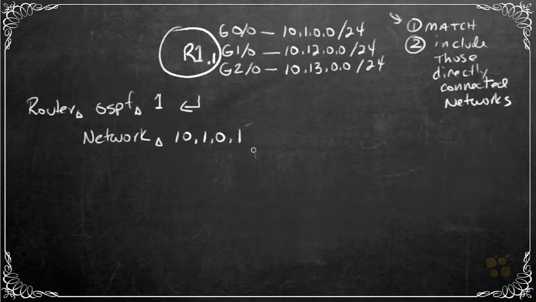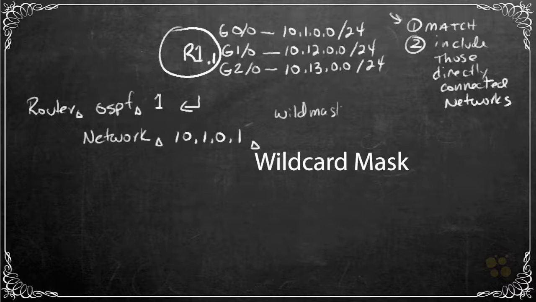Now, the second half of this statement, network 10.1.0.1, we also need to specify how many of those bits we want the router to match on. And you might say, well, Keith, we just said we want to match on the whole thing, 32 bits. Well, in that case, we would use a wildcard mask that says we care about all of it. It would say 0, which means I care about matching on the first octet. 0, I care about matching on the second octet. 0, the third octet. And the last 0 says it cares about matching on the fourth octet.